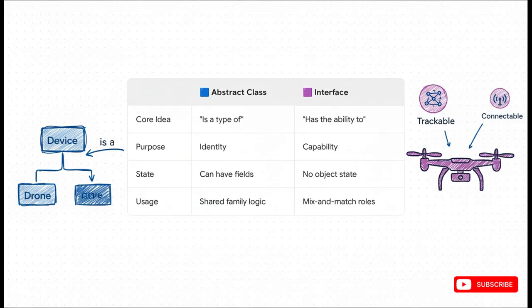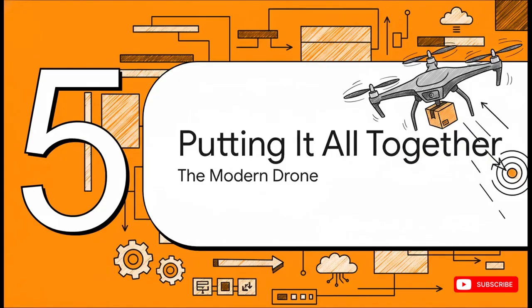It's about capability. Abstract classes define a shared identity inside a family tree. Interfaces let you bolt on extra powers, and a class can have as many as it wants. That is the fundamental difference. So now let's see how these two amazing tools work together. We're going to build a modern delivery drone and see how clean the design can be.